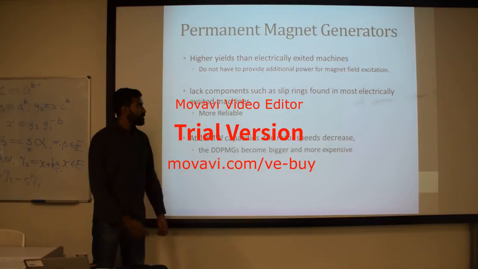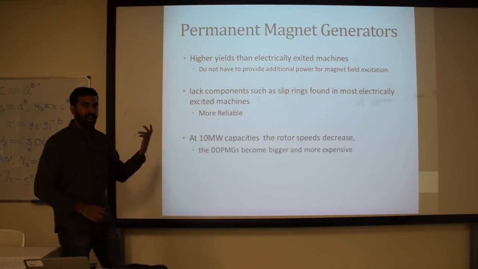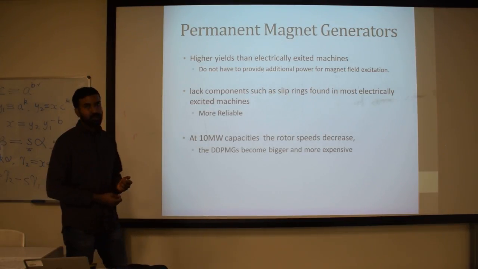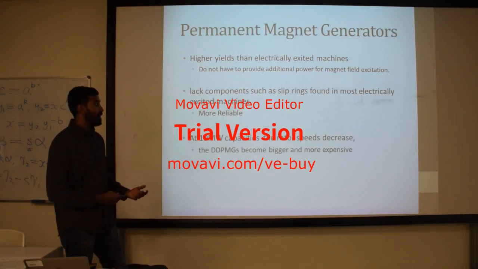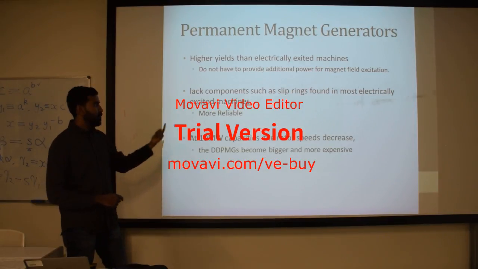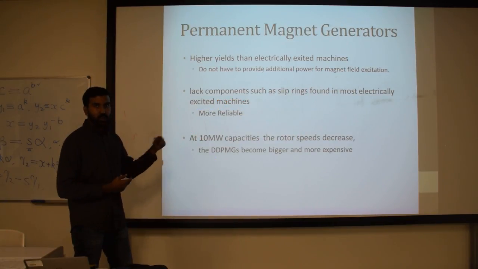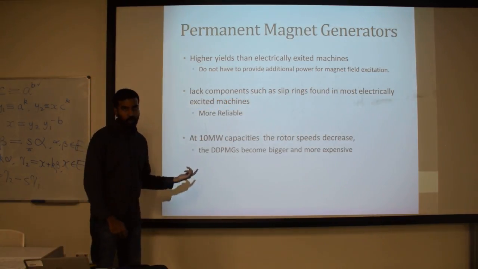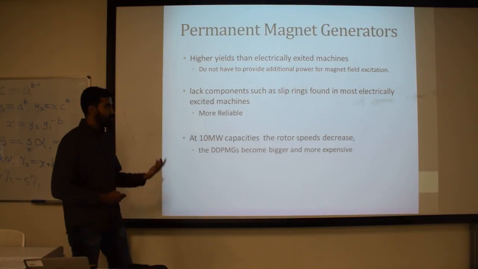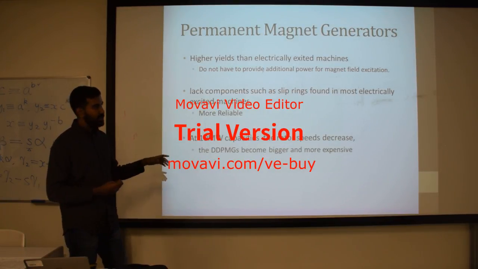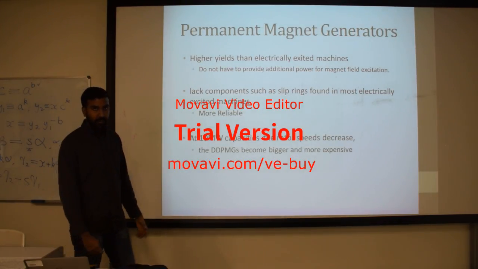And this is because the permanent magnet generators are not electrically excited machines. They have permanent magnets in their rotor, so the electrical excitation of the rotor can be eliminated, which means that they have higher energy yields. And also the lack of components such as slip rings, found in most electrically excited machines, makes PMGs more reliable. But at capacities such as 10 megawatt, the rotor speed is so low that the size of the PMGs needed becomes so big that it's impractical.